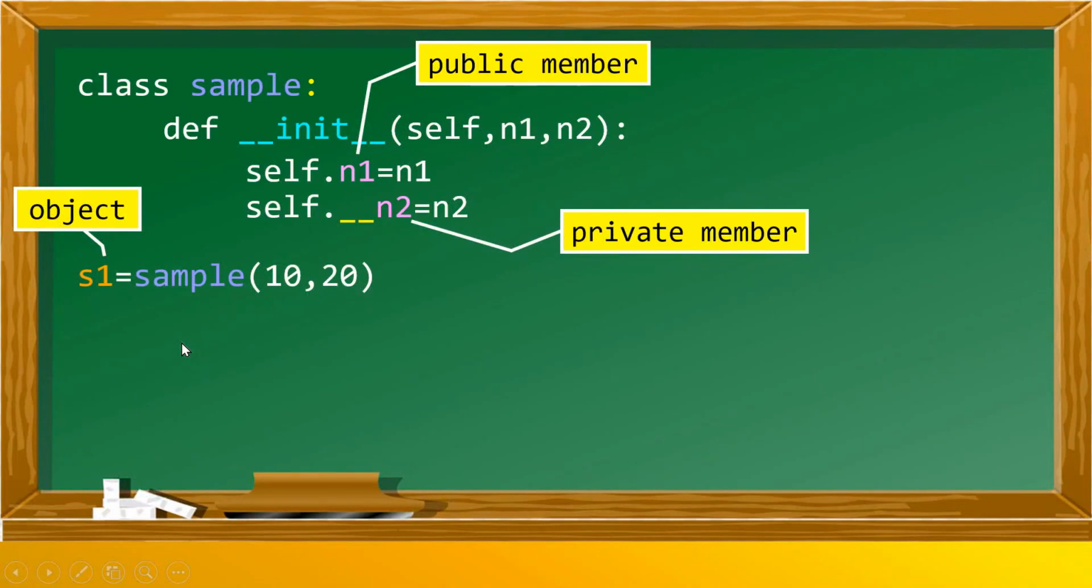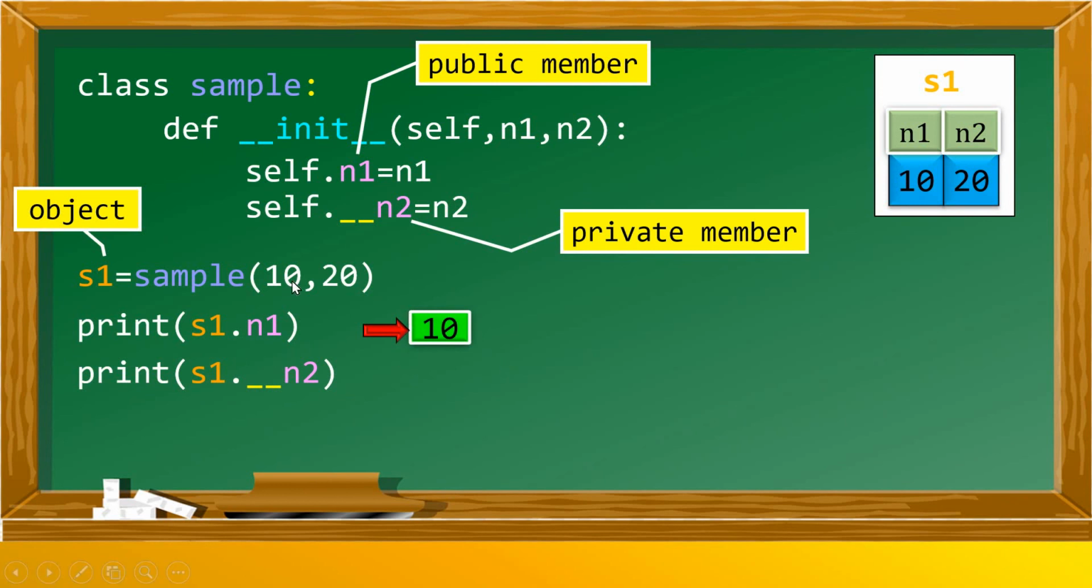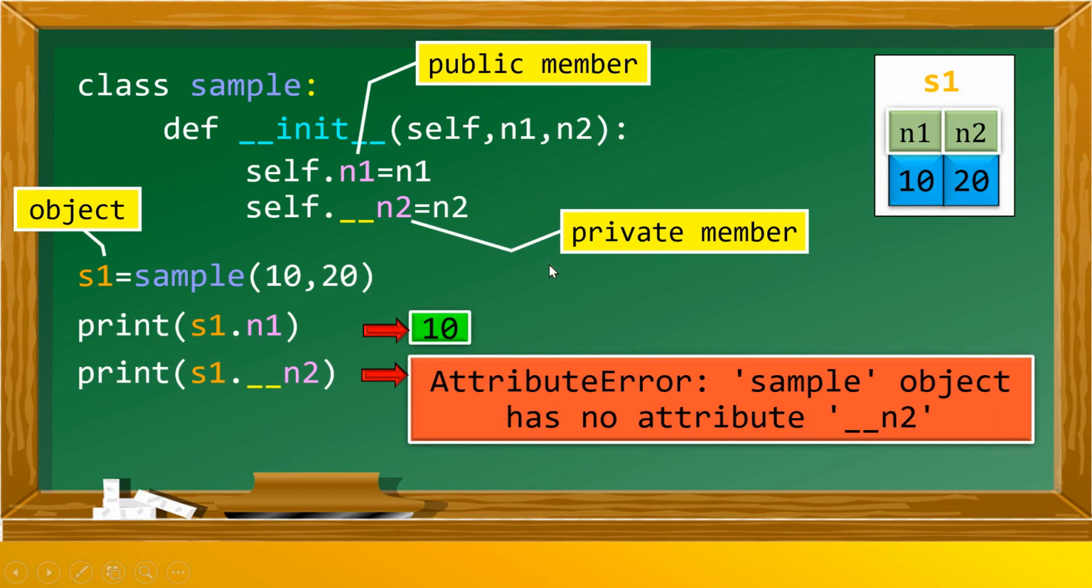And now I am going to access this public member n1 in a print statement. Print s1.n1, and in the next print statement I will access the private member s1.__n2. So object.member, using this syntax. The first print gives the output as 10 because the value of n1 is 10. And the second print statement throws an error. This is because n2 is a private member.